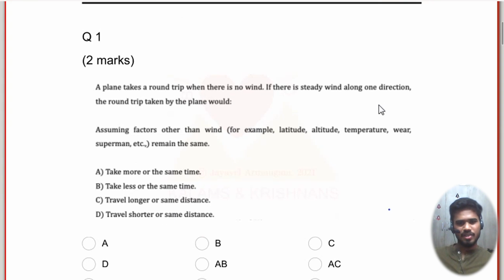So let's get started. Question number 1, a 2-mark question. A plane takes a round trip when there is no wind. If there is steady wind along one direction, the round trip taken by the plane would, assuming all factors... This question is somewhat subjective, which is why I gave this additional sentence: assuming all other factors other than wind, such as latitude, longitude, altitude, temperature, or Superman doing something to the aeroplane, are the same. All of that we tend to think about. So ignoring all other factors other than wind, what would happen? Will the round trip take longer compared to the no wind scenario, or will it take shorter?